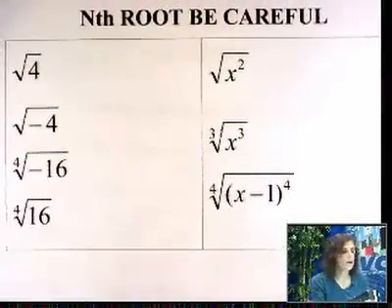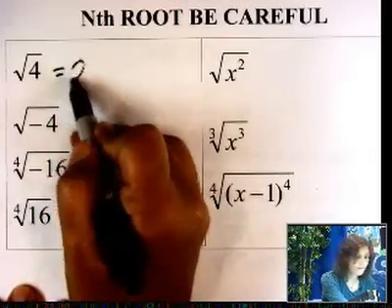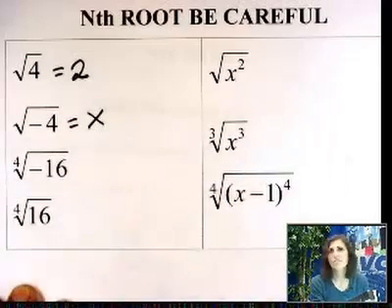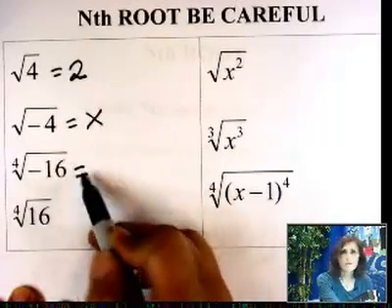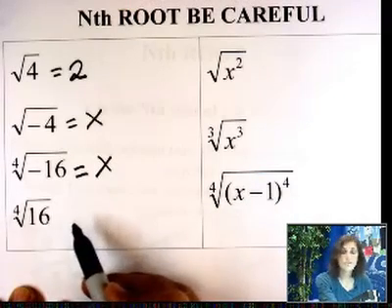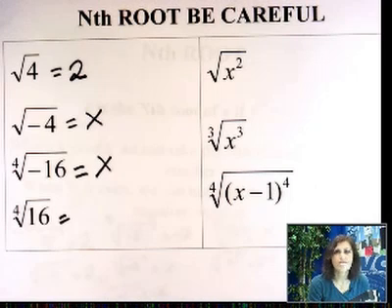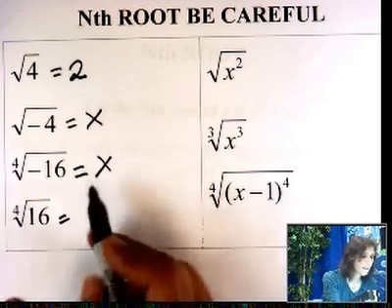Nth root, just be careful. Square root of 4, 2. Square root of negative 4, no real answer. Fourth root of negative 16, what do you think? No real answer. Fourth root of 16, is there a number I can multiply 4 times to get to 16? 2 times 2 is 4, times 2 is 8, times 2 is 16. Yeah, it's 2.